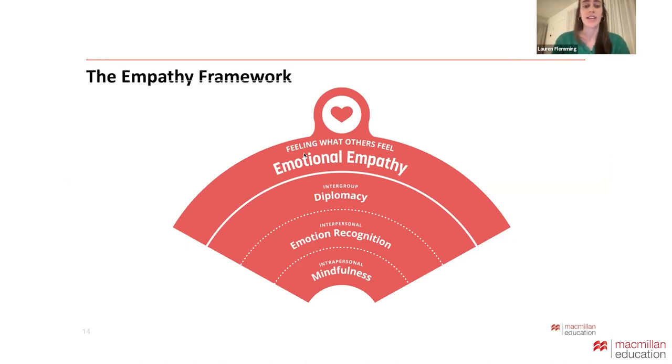And then finally, at the intergroup level, diplomacy also helps us be more aware of others' emotions and helps us regulate and manage our emotions, but especially as we're interacting with those who have different backgrounds, perspectives, or experiences from our own. When we think about diplomacy, it is more about being open to others' emotions and recognizing or managing those emotions, especially in intercultural, intergroup settings. And when I say manage, I mean navigate, not necessarily control, but navigate those emotions.